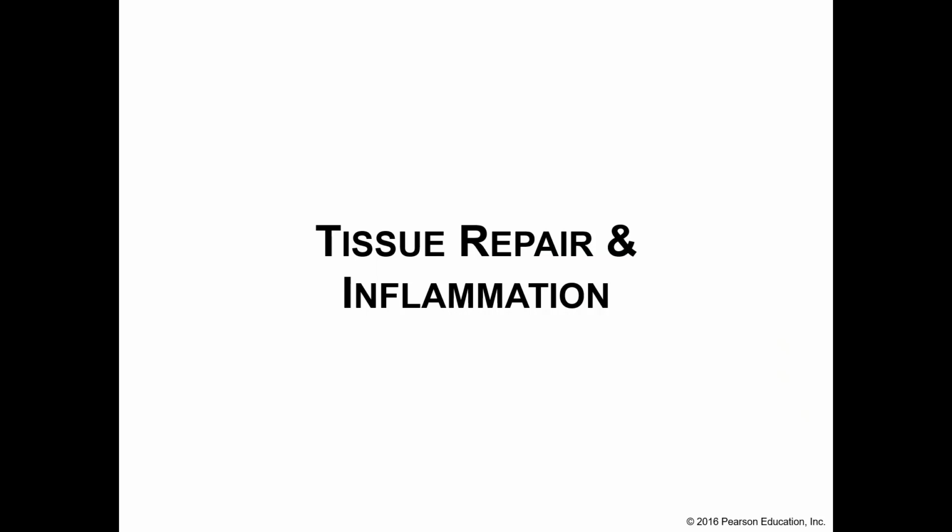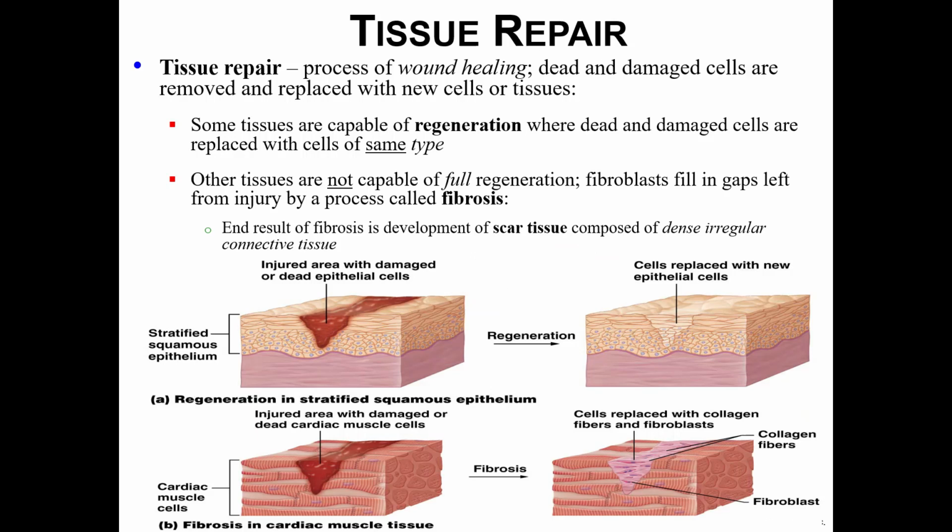In this lecture, we'll discuss tissue repair and inflammation. So sometimes we have boo-boos, okay? We have damaged tissue, we're going to need to fix that. We call this wound healing or tissue repair. We're going to need to get rid of all the dead and damaged stuff, and we're going to need to replace that with new cells and new tissues.